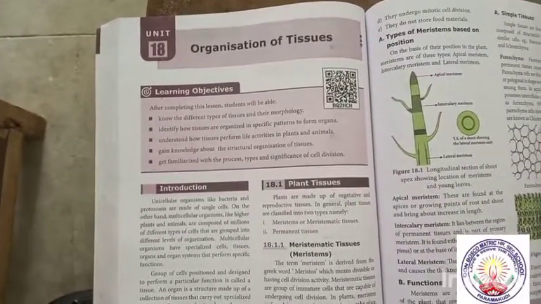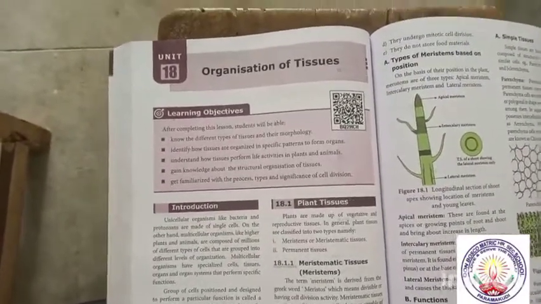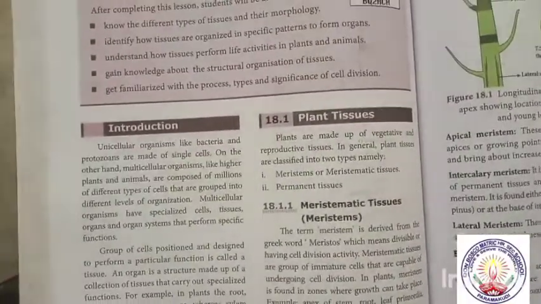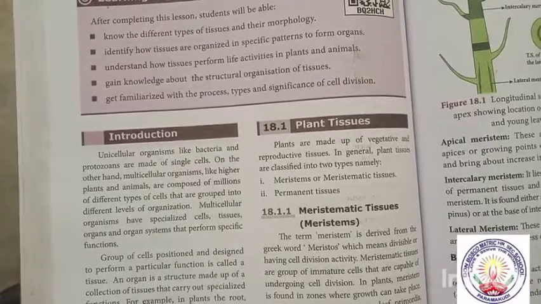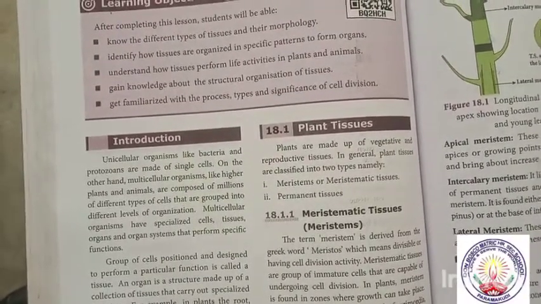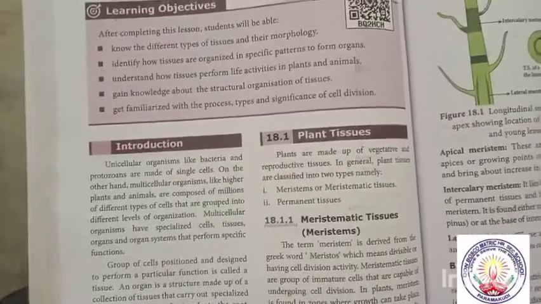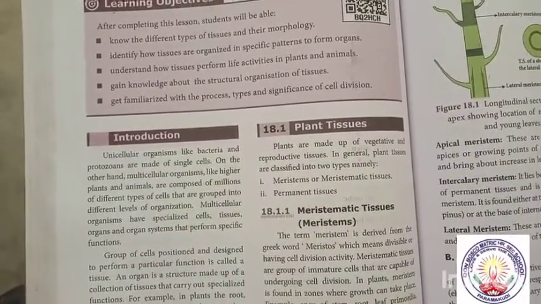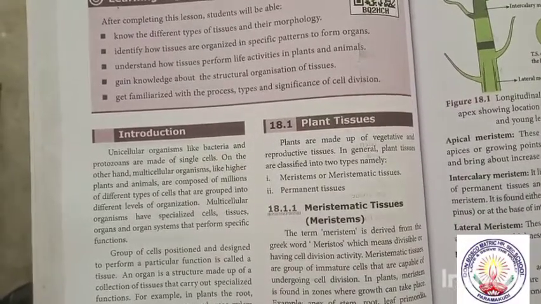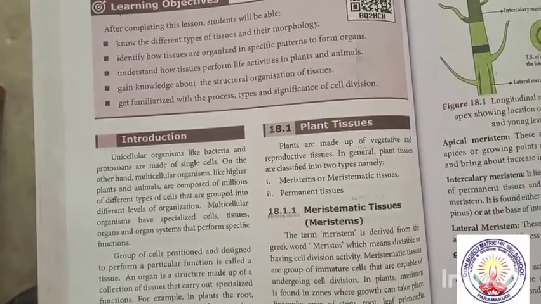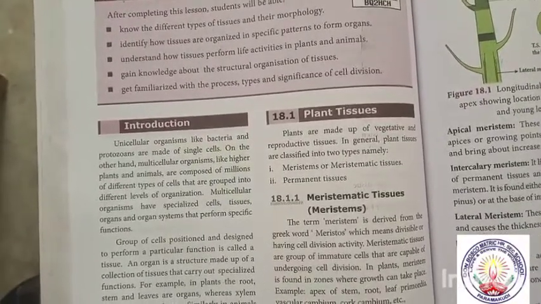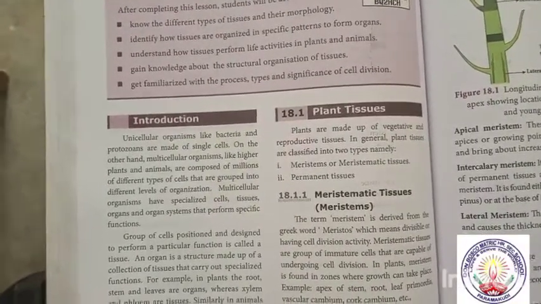Now we will discuss about our syllabus. Organization of tissues. Introduction. Unicellular organisms like bacteria and protozoans are made of single cells. On the other hand, multicellular organisms like higher plants and animals are composed of millions of different types of cells that are grouped into different levels of organization.